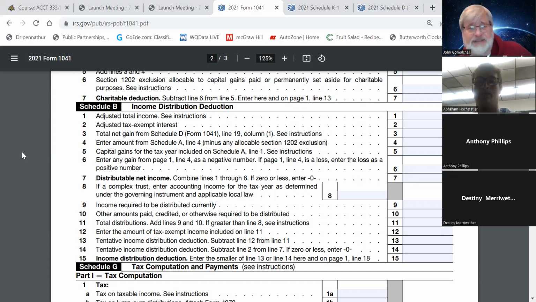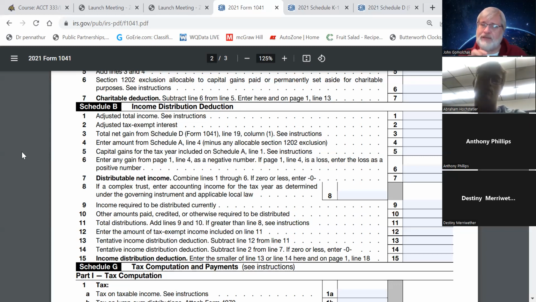Because if you look at the next line, line 7 is distributable net income. We in the business call that DNI. Combine lines 1 through 6. If 0 or less, enter 0. So what we're doing here is we are accumulating all of the income to get to line 7. Whatever line 17 is for taxable income after the deductions that we were allowed, then we add in tax exempt interest because that's income, although it's not being reported for tax purposes, it is income for the purposes of this calculation.